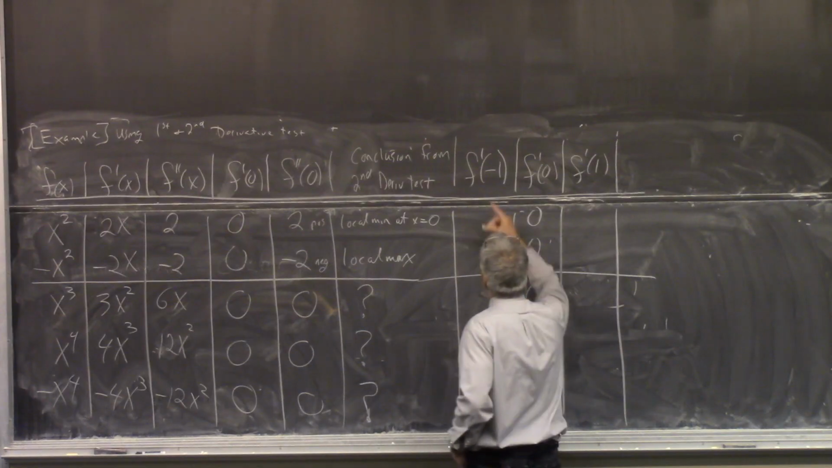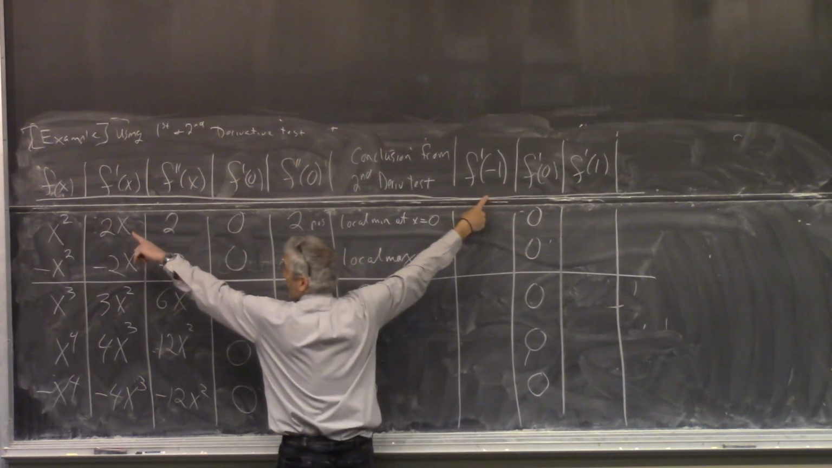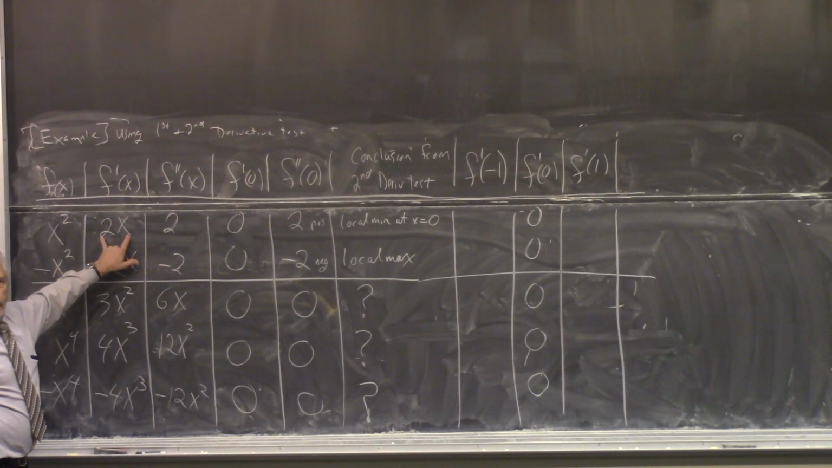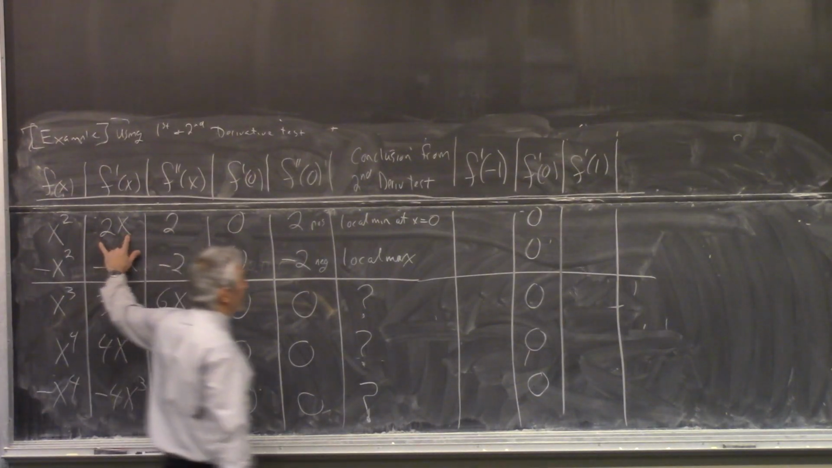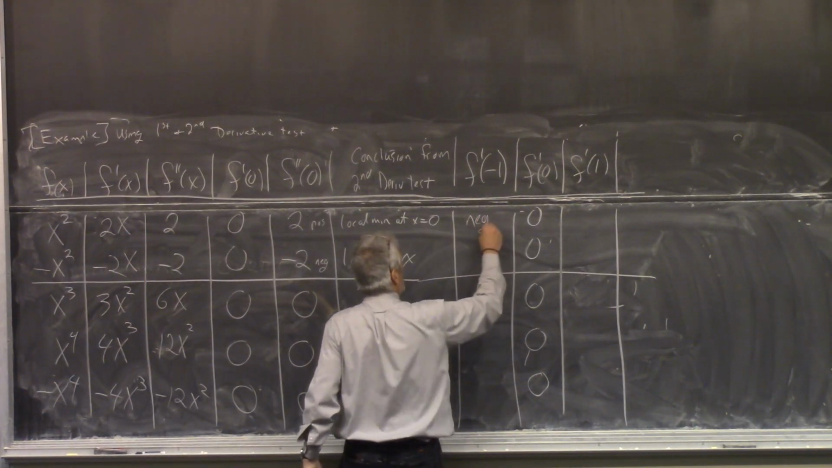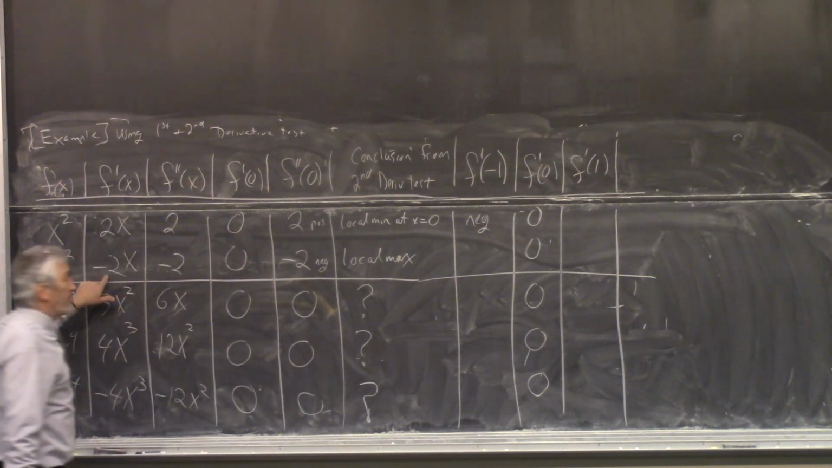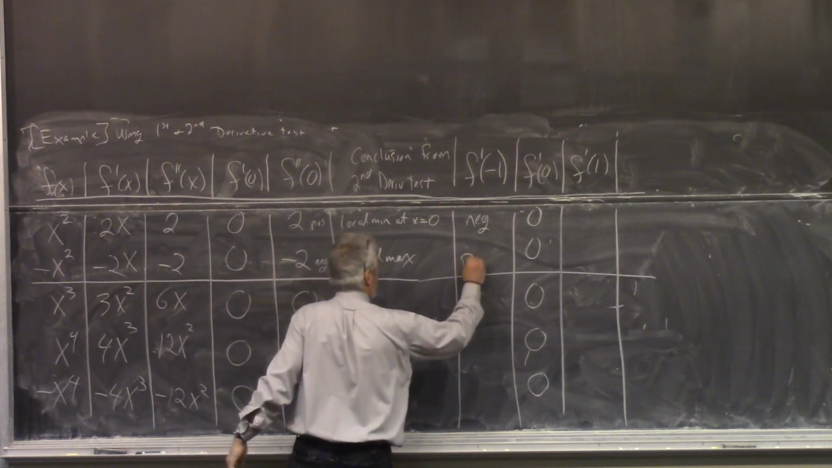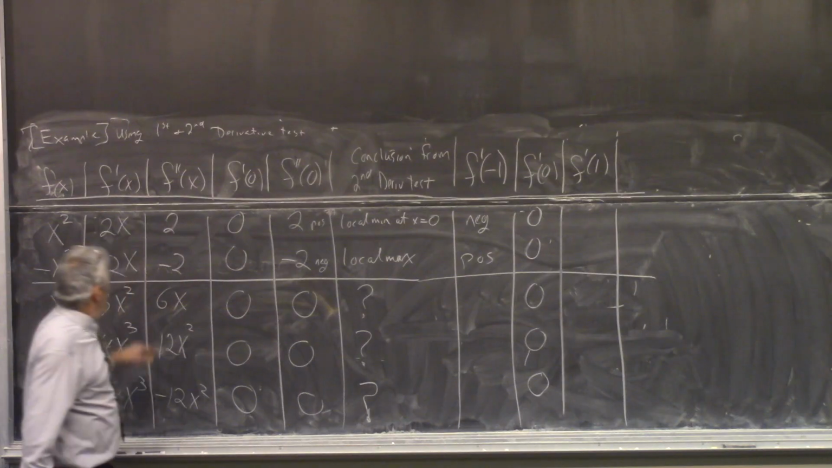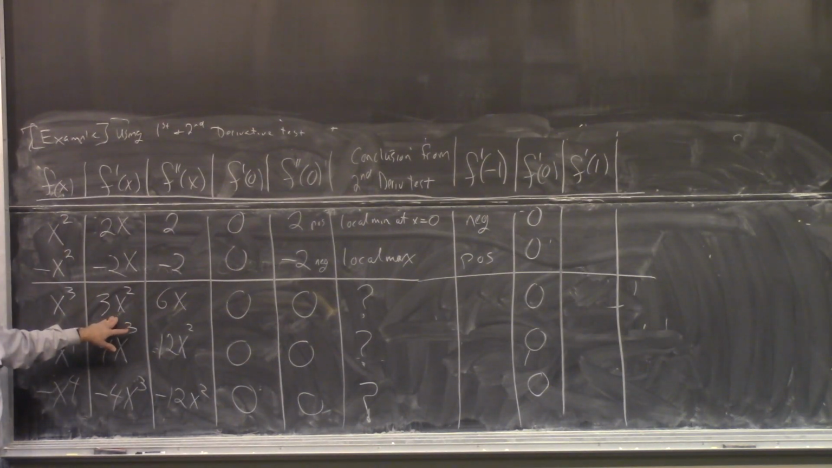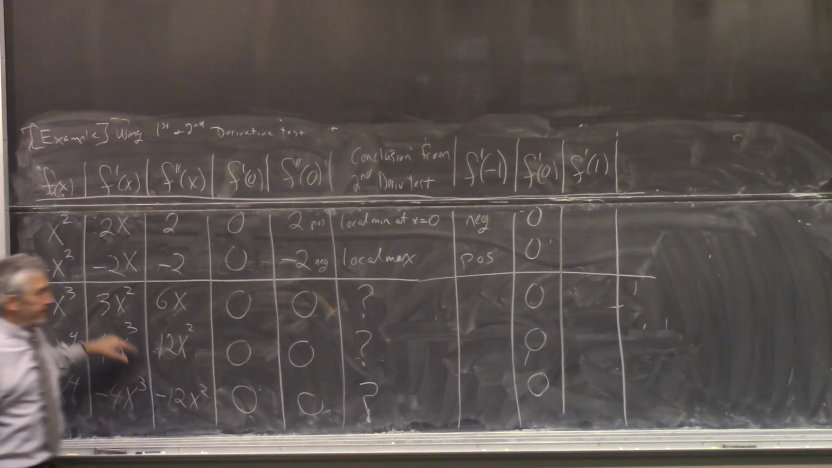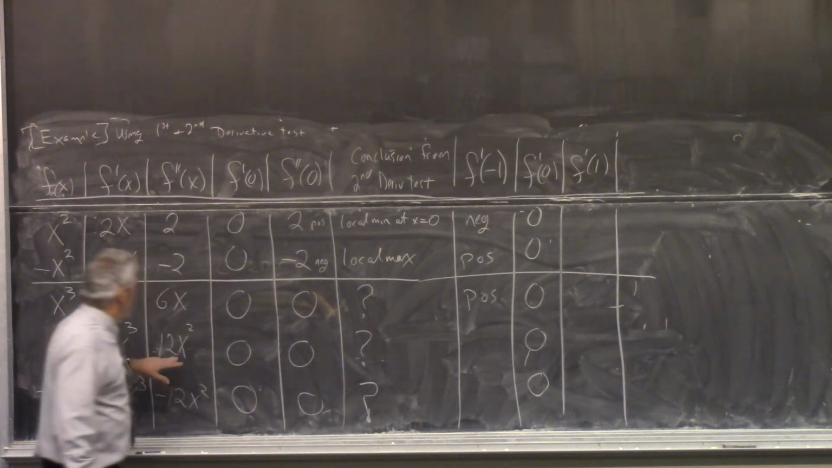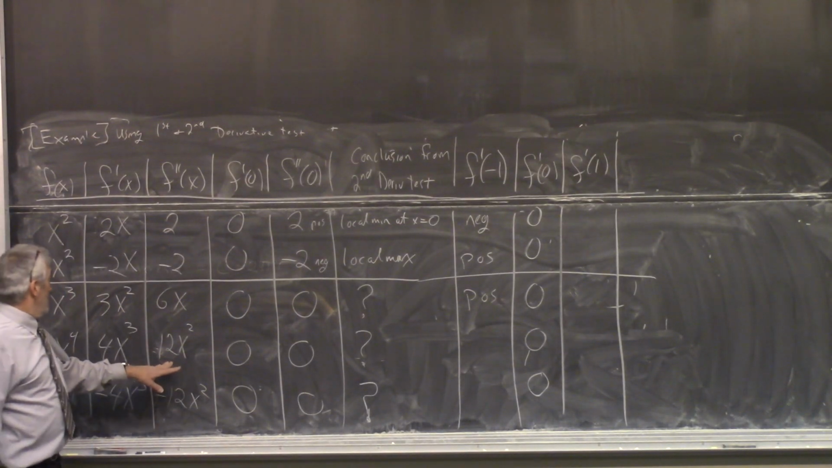Okay, so we're going to plug -1 into each of these formulas. When I plug -1 into here, I get 2 times -1. That's -2, so that's negative. When I plug -1 into this formula, I get -2 times -1. That's +2. That's positive. When I plug -1 into this formula, I get 3 times -1 squared. Oh, that's positive.